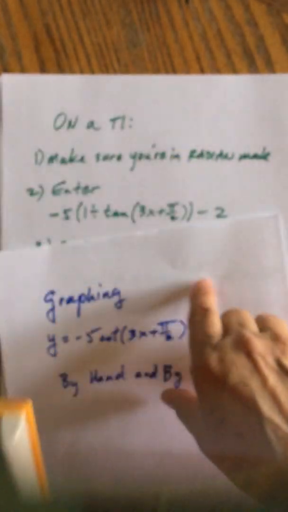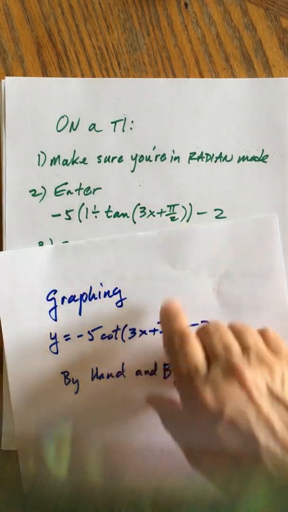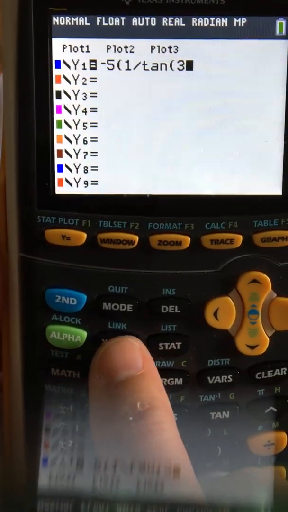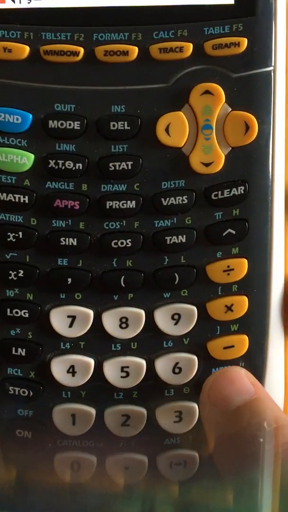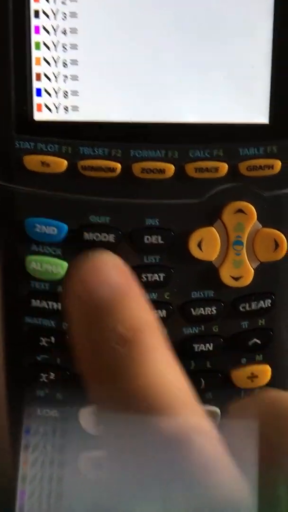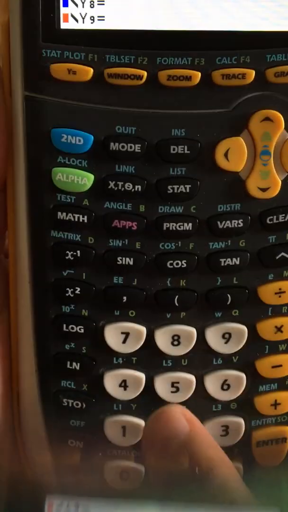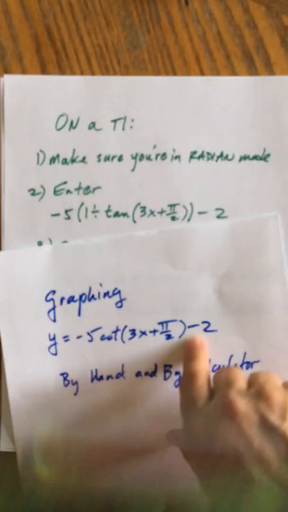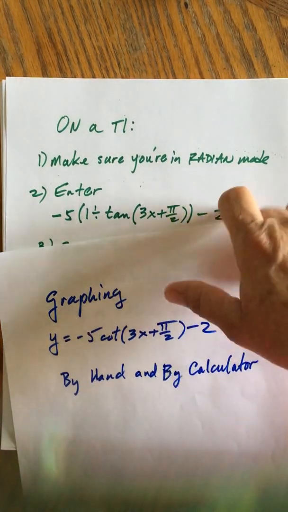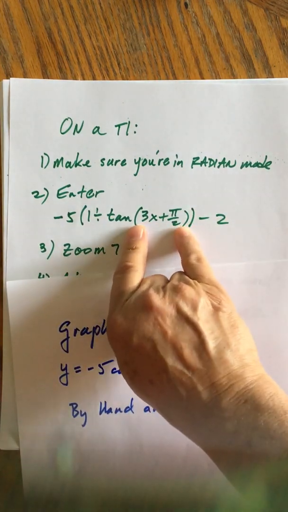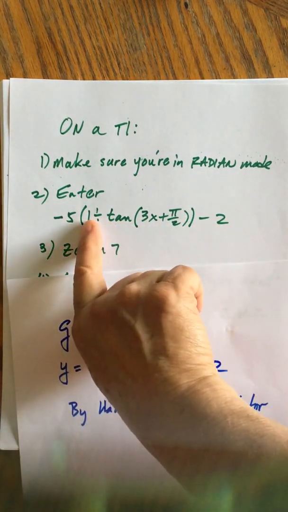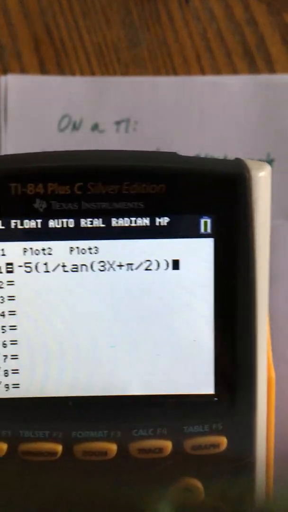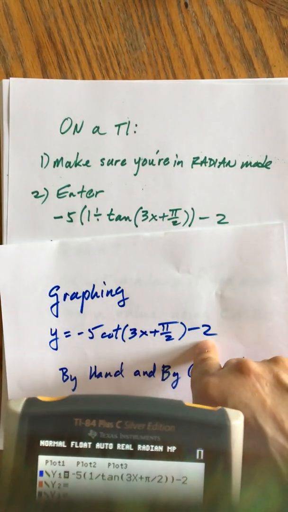Okay. And now I want to put in that argument, 3x plus pi over 2 right here. So I'm going to have 3, here's my x, and then plus, and then here's my pi, so I do second pi divided by 2. So 3x plus pi over 2. And I'm going to close the parentheses, but remember, this parentheses closes the 3x plus pi over 2, and I need another parentheses to close the tangent. So I'm going to have 2 parentheses here. And then finally the -2. So there it is.